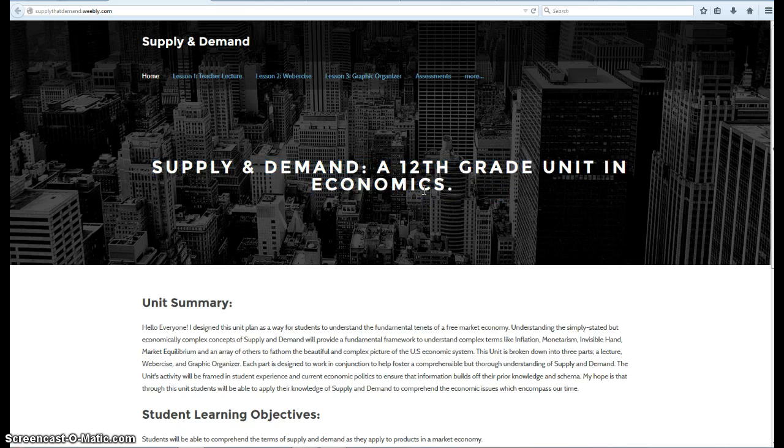Now, the reason why I decided to base my digital unit plan on these concepts is because I feel that understanding supply and demand is at the core of understanding all these economic issues that surround US society and in general the world. With understanding supply and demand, you can understand terms like monetarism. You can understand things like inflation. You can understand why businesses decide to make one product over another.